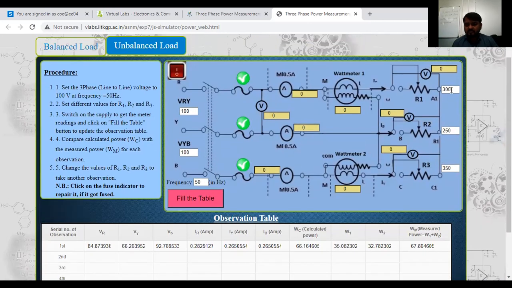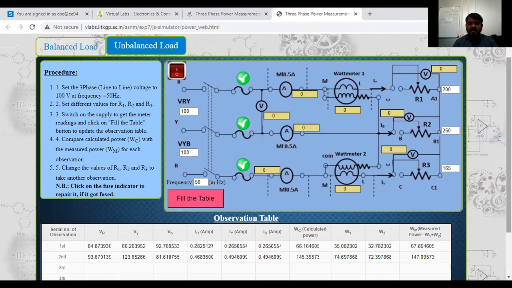Okay. Next, I will set this one to around 200, and this one I will set as 250 only. This one I will set as 165. Okay, I will change it again here now. Again, I will switch on the supply. I will fill the table here now.